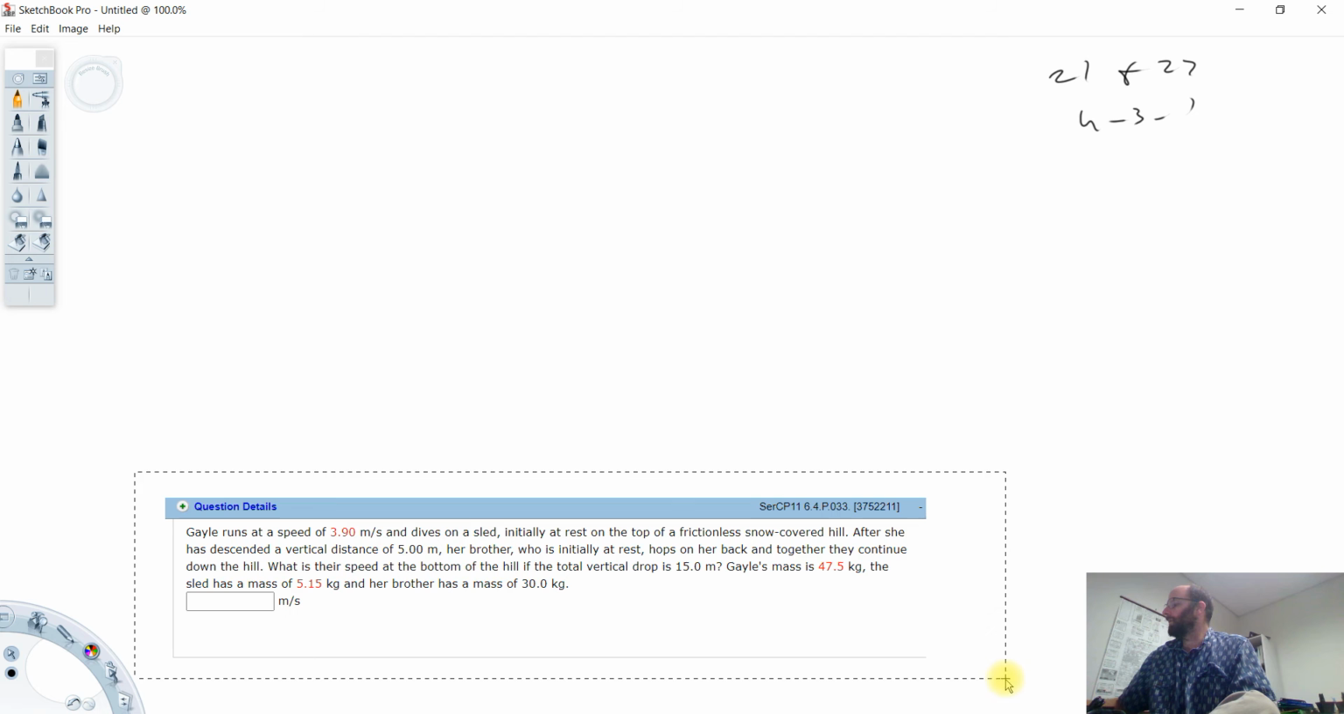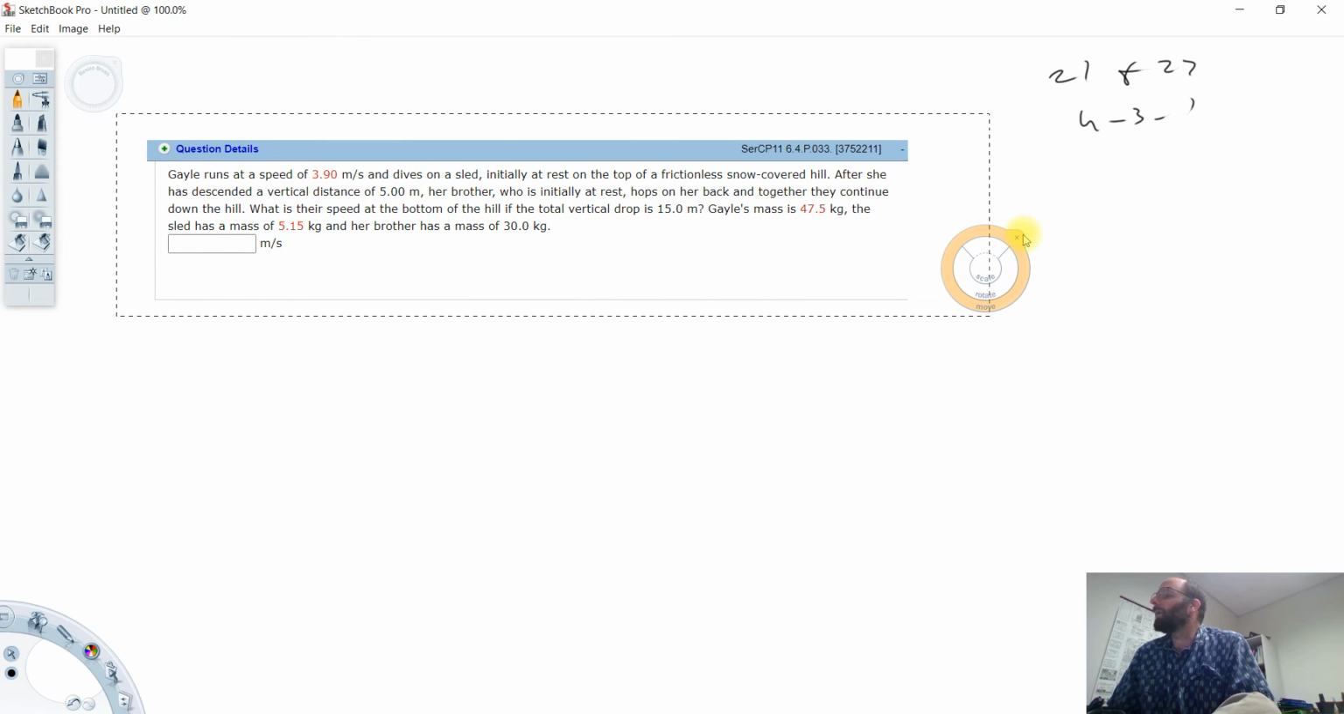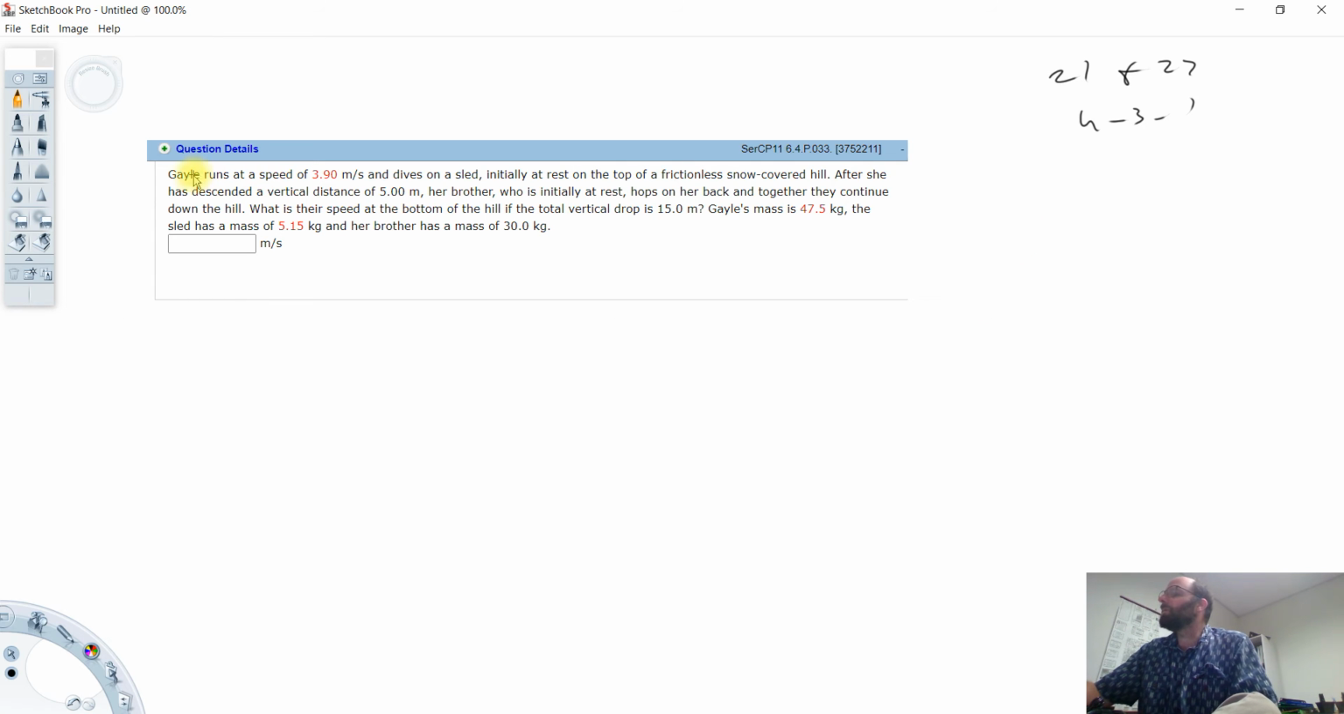Let's talk about this one now. So we've got this person, Gail, running along and diving onto a sled that is initially at rest. Let's take this one step at a time. A person dives on a sled that's at rest. So we have a person diving. They are moving, no doubt. So mass of the person, velocity person, picture one. The sled is just sitting here.